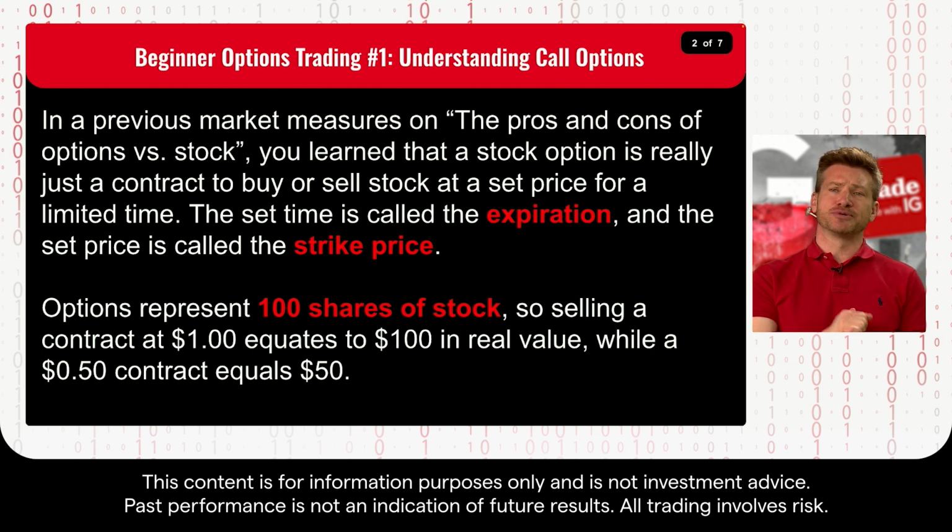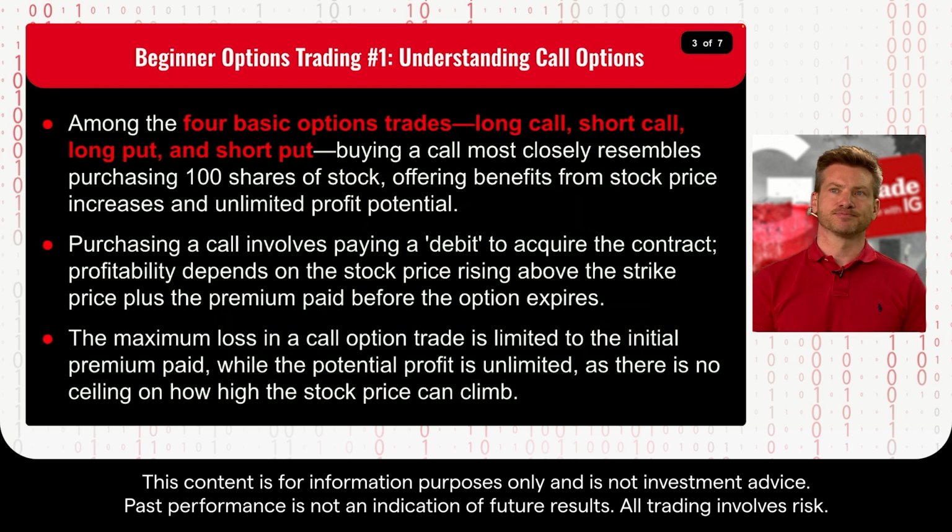Options in the US represent 100 shares of stock. So if you sell a contract for $1, that equates to $100 in real value, right? So you always take the $1, the price of the option, you multiply it by 100, and that gives you this real notional value. Obviously, a 50-cent contract equals $50.